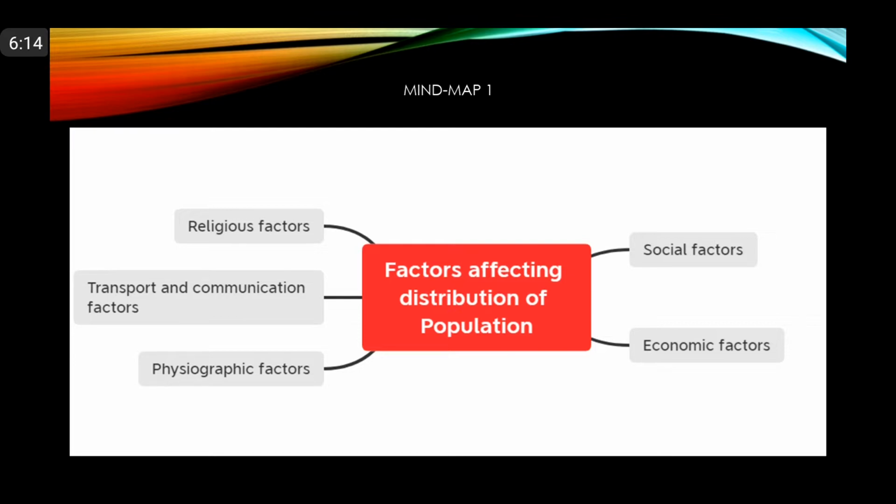Now move to the social factors. What about the social factors? This also plays an important role. Settled agriculture. Early man lived a nomadic life of hunter-gatherer, obtaining his food from his environment.